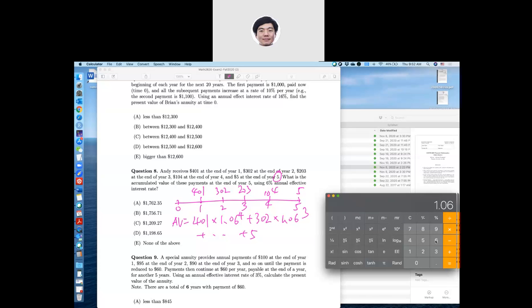1.06. Now I want to the 3rd, plus 203 times 1.06. Now I need square, plus 104 times 1.06. And for the last one, it's just a 5. Right? So that's the answer. So that's C. Right? It doesn't even take more than a minute.